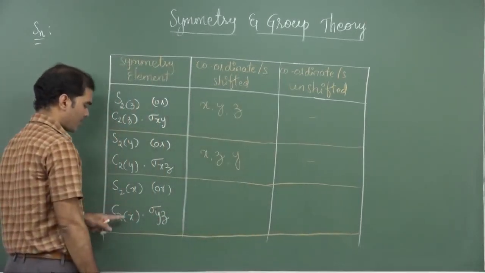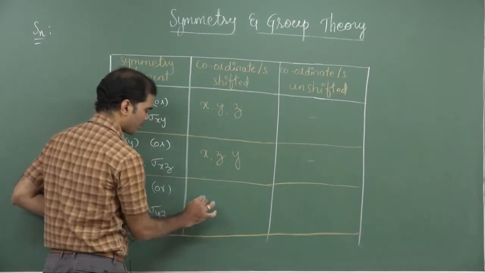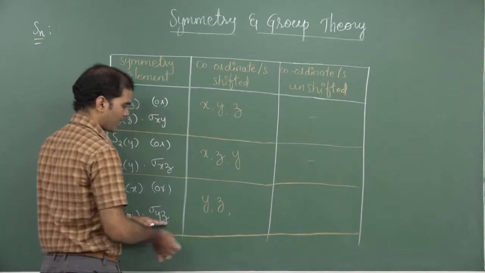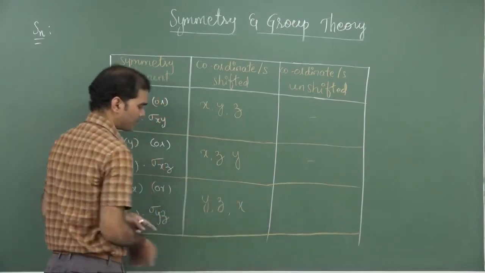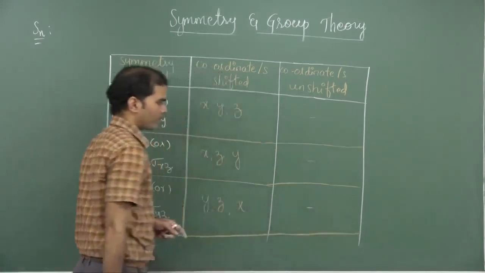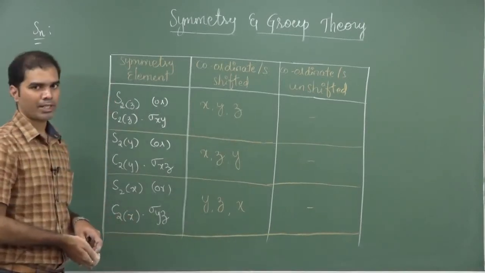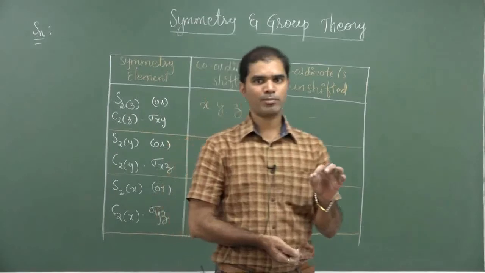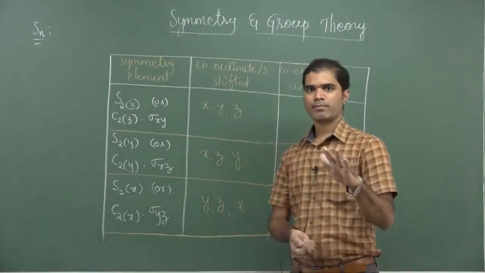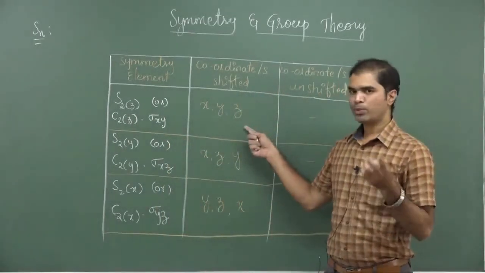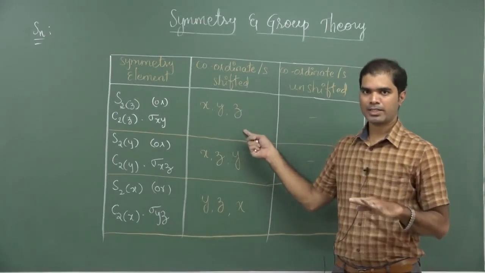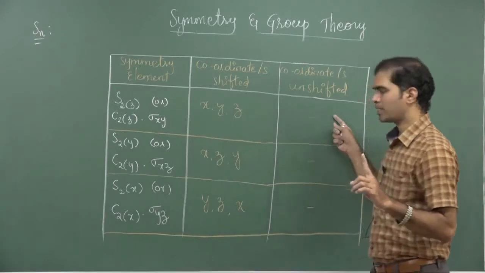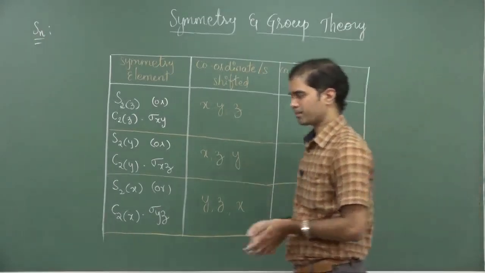And finally S2 along x, it is a C2 along x, so y and z will shift, sigma along yz, x will shift. There is no coordinate which is unshifted. So what is the conclusion? Whenever an Sn operation is performed over any molecule that you choose, all the three coordinates do exchange. They will exchange with their opposite phases. There is no coordinate which is remaining unshifted.